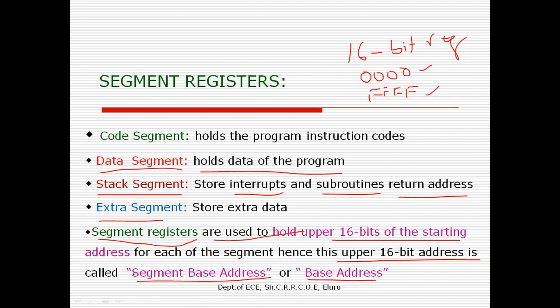So the segment registers act as memory pointers, and they are used to hold the upper 16 bits of each starting address of the segment blocks. These addresses are called the segment base address, or the base address, or simply segment addresses. So to easily understand, the segment registers are used to hold the 16-bit segment base address.